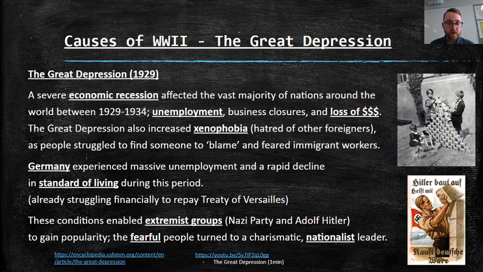So not only was the American populace very concerned about foreigners, people in, let's say, Germany, people who were looking at the Nazi Party and Adolf Hitler for leadership, for guidance, were starting to think badly of their neighbors, of other foreigners. So Germany especially experienced massive unemployment and a rapid decline in the standard of living during this period. They were already struggling to repay the Treaty of Versailles, so this was just another hammer, another nail in the coffin. So these conditions, where everyone was very fearful, very angry, very upset, didn't like foreigners, these conditions enabled extremist groups, like the Nazi Party, to gain popularity.